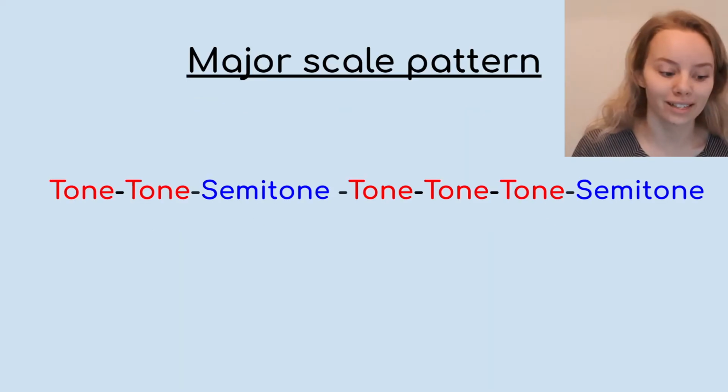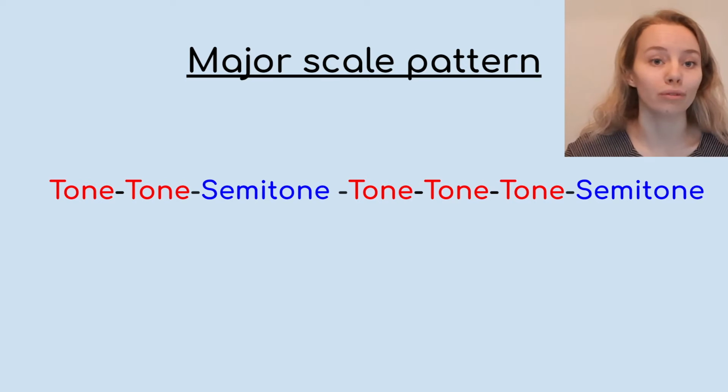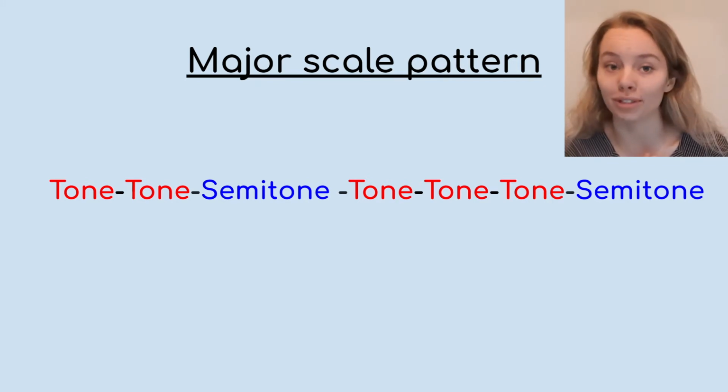Every major scale has a pattern. This pattern is made up of tones and semitones. This is our pattern here. This is all you need to remember. Remember this pattern, this formula, and you can do any major scale. So we've got tone, tone, semitone, tone, tone, tone, semitone.